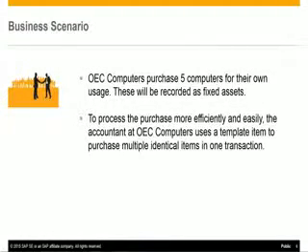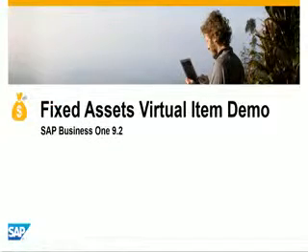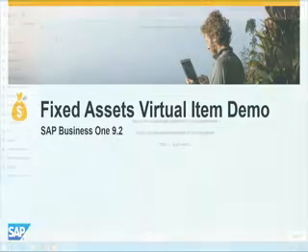OEC Computers purchase 5 computers for their own use, and these will be recorded as fixed assets. To process the purchase more efficiently and easily, the accountant at OEC Computers uses a template item to purchase multiple identical items in one transaction. Let's see how this example is executed in SAP Business One, Release 9.2.